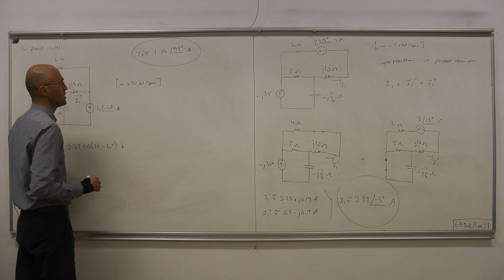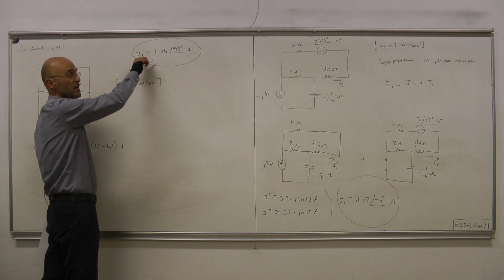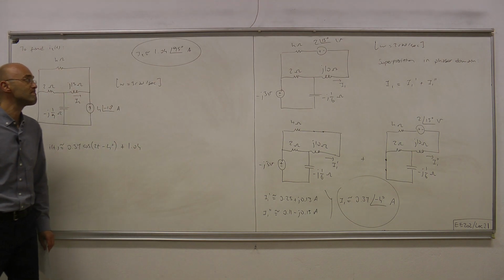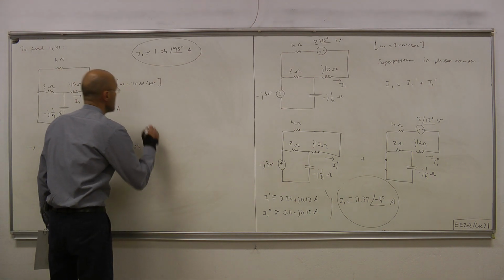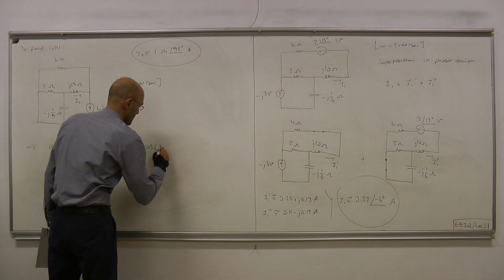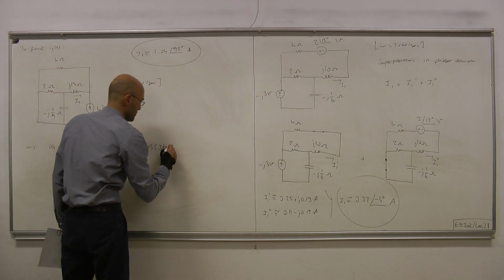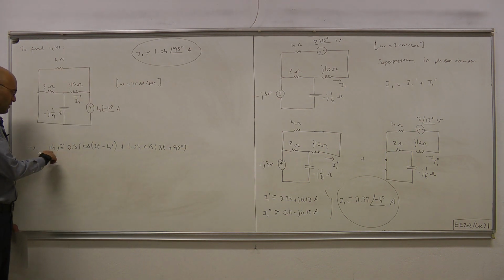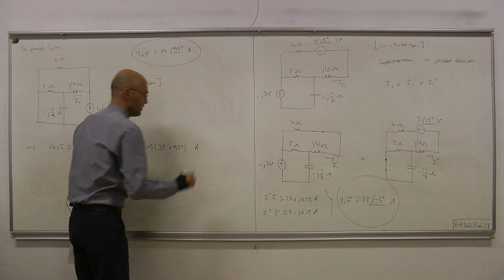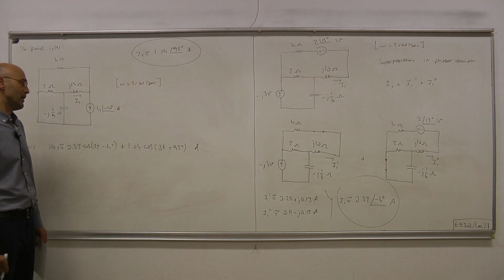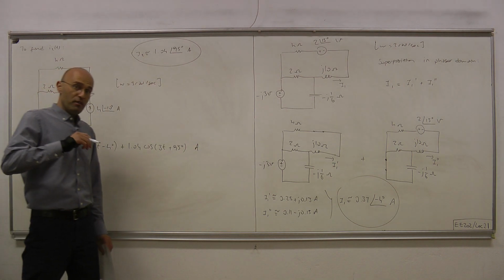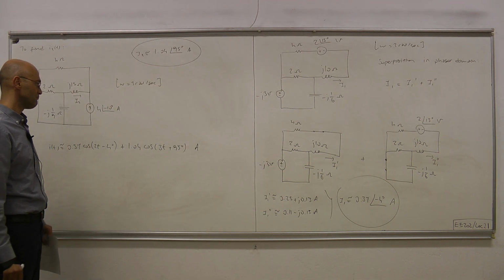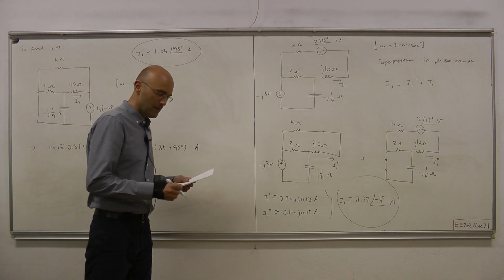Plus we have the I2 of t. For that we look at the phasor of I2. The magnitude is about 1, the frequency is 3 radians per second, and the phase is approximately 95 degrees. Okay, therefore this is I of t, which we obtained by applying superposition both in time domain and also in phasor domain. Okay, now let's move on to our next example.